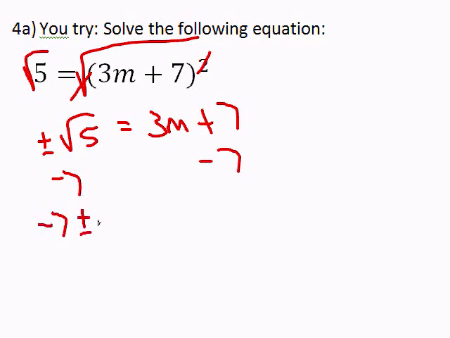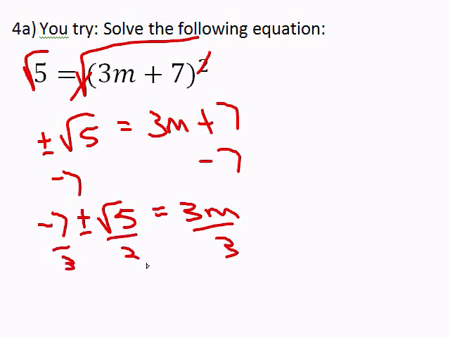Negative 7 plus or minus the square root of 5 is equal to 3m. To get rid of the 3, I divide all terms on both sides by 3, giving us our final answer, negative 7/3 plus or minus the square root of 5 over 3.